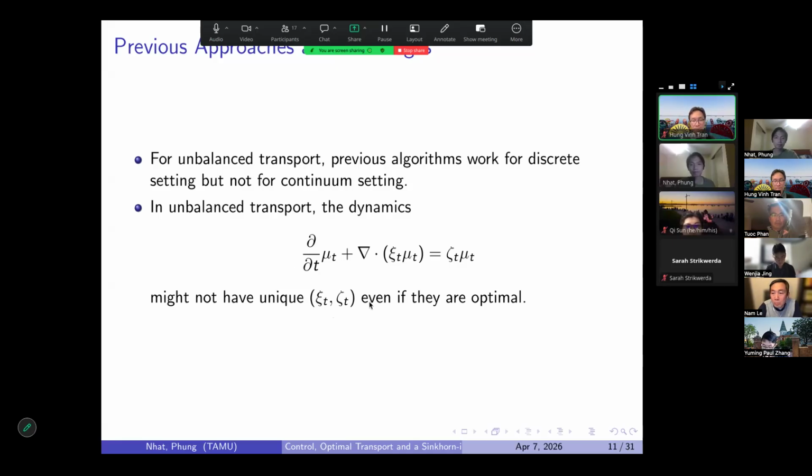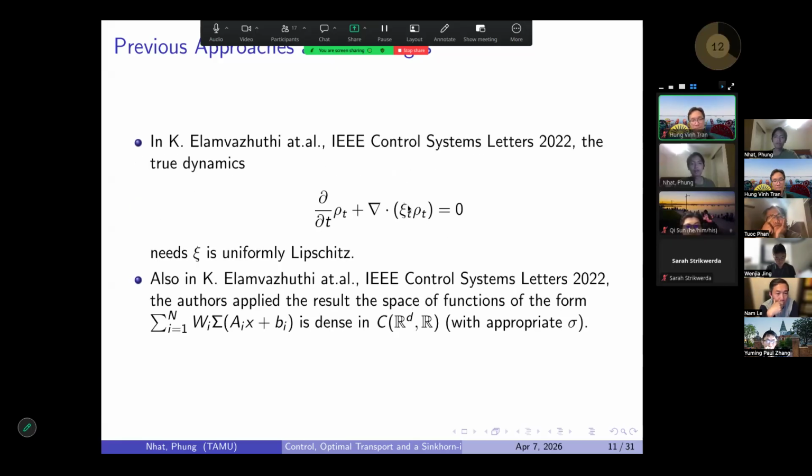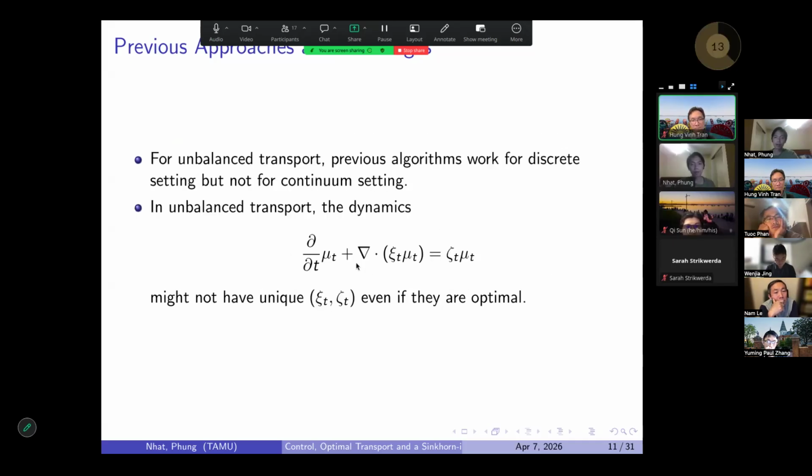And one problem with unbalanced transport is that the two vector fields in here are usually not unique, even if they are optimal. Usually you can force uniqueness if it is optimal, but for unbalanced transport, they are not unique. So we have to be very specific about the construction to ensure that it actually converges to something. And that's where the task is a little bit hard.